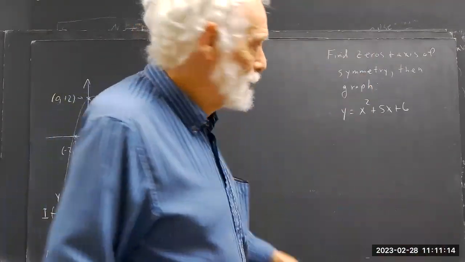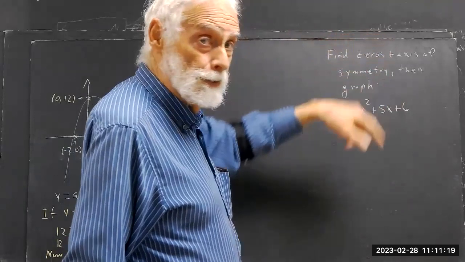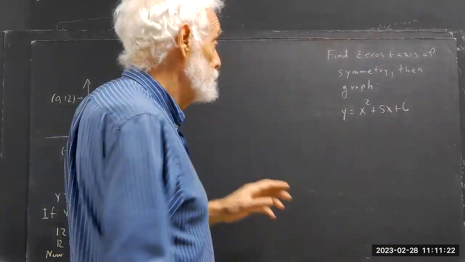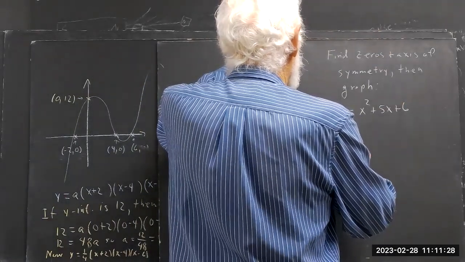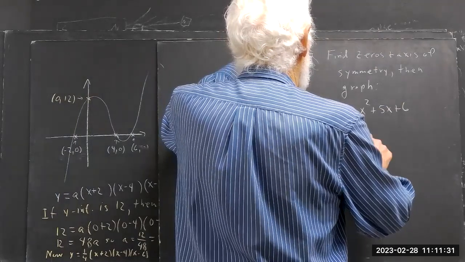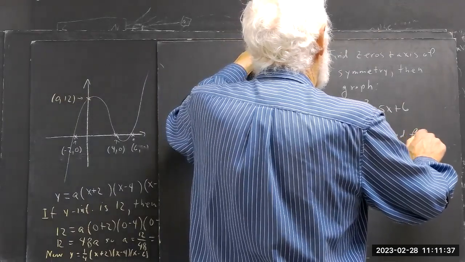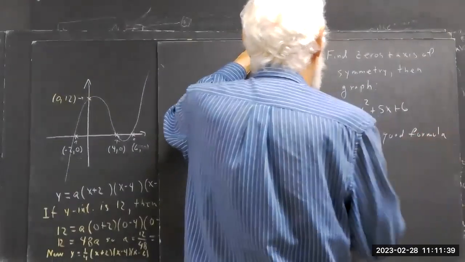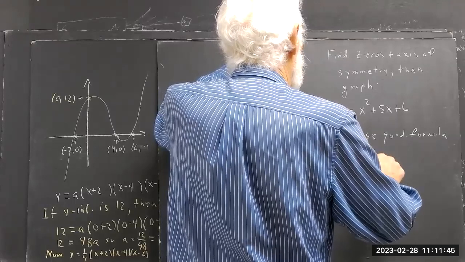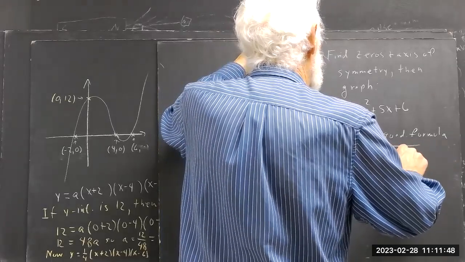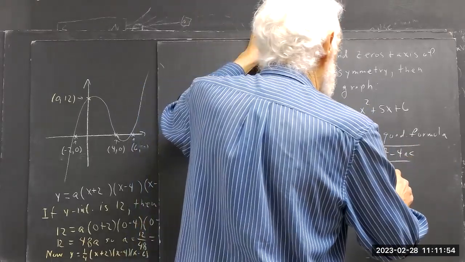So if I just ask you to construct the graph of this thing, you're going to have to find the zeros and the axis of symmetry. That's how you start. Well, zeros. It's the quadratic formula. You get x equals negative b plus or minus the square root of b squared minus 4ac, all that over 2a.